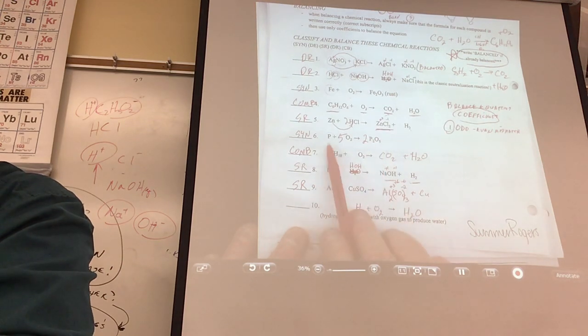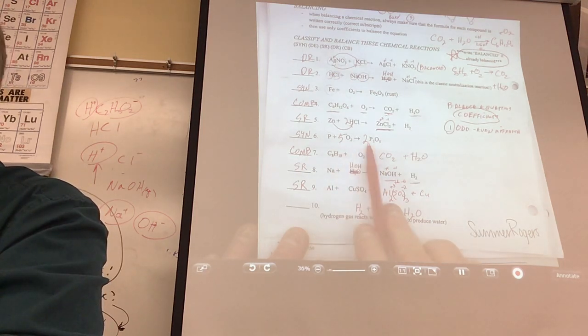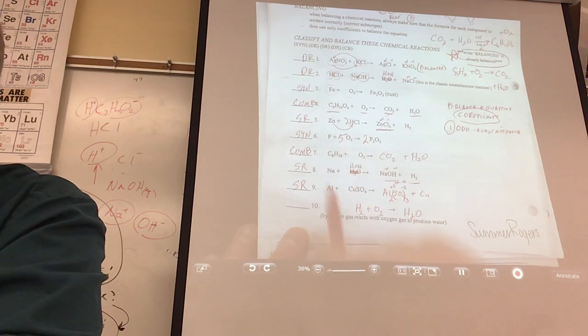Phosphorus. 2 times 2 is 4. You only have 1 here. What are you going to do? My oxygens are balanced, but my phosphorus isn't. I have 4 here and only 1 here. What are you going to do?